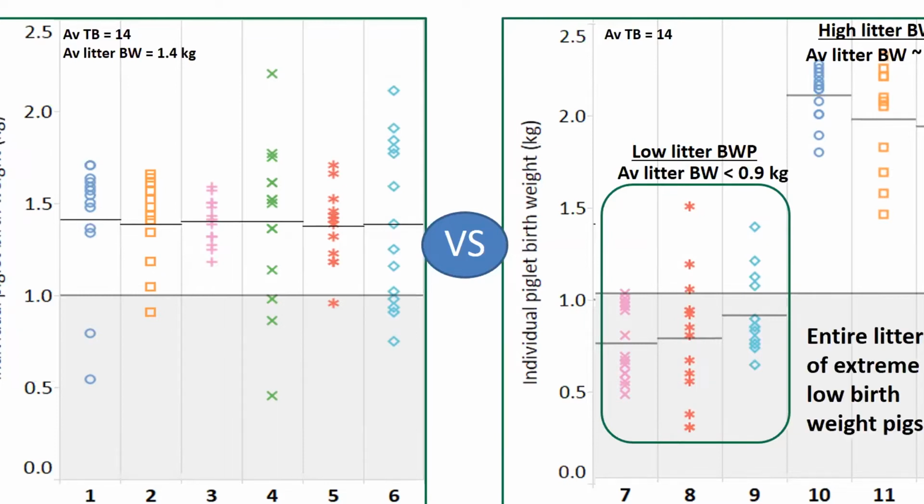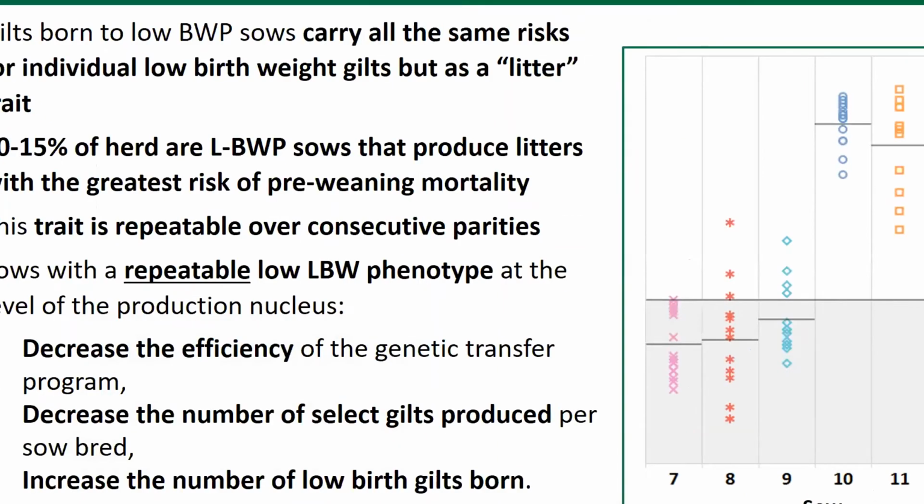The challenge is these litters with the low birth weight phenotype have entire litters of low birth weight pigs. And this really becomes a challenge because, as Dr. Jessica talked about yesterday, all these pigs within these litters will have been subjected to intrauterine growth retardation, and they will have poor pre-weaning mortality. So these sows with the low birth weight phenotype, the gilts born to them really carry all the same risks as individual low birth weight gilts, but it's a litter trait.